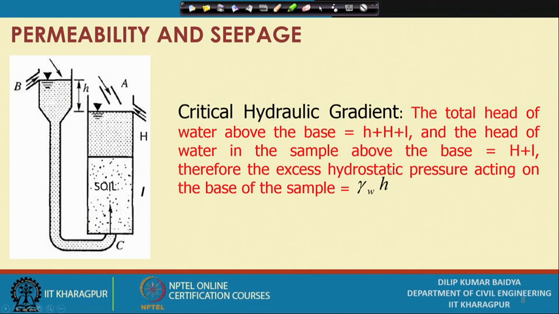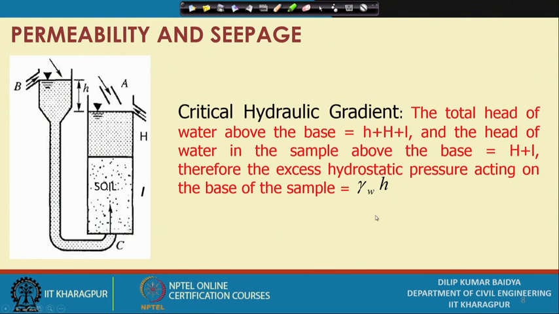Therefore, the excess hydrostatic pressure acting on the base of the sample will be gamma w times h. So, if I subtract one from the other, H gets cancelled, L gets cancelled, only small h is there, and that is h into gamma w. So, this much excess hydrostatic pressure is additionally acting from the bottom.